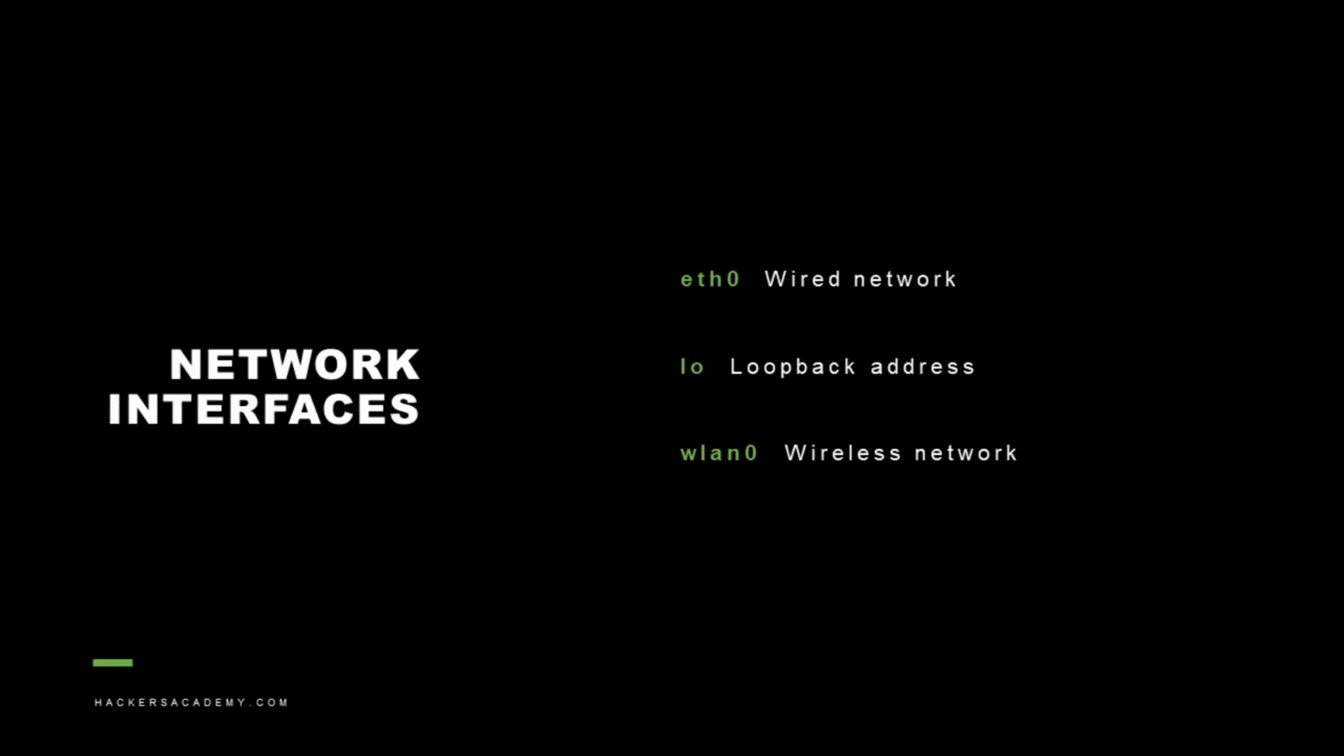If you are on a wireless network, it would be wlan0, so wireless LAN. And lastly, lo stands for the loopback address, also known as home, also known as localhost. The loopback address has the IP address of 127.0.0.1. This is always the IP address for your localhost or for your home or for the loopback address. So if you try to ping 127.0.0.1, you'll always get a response because you are pinging your own computer.